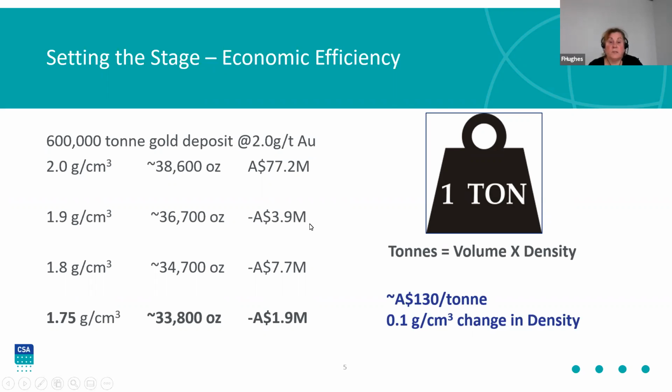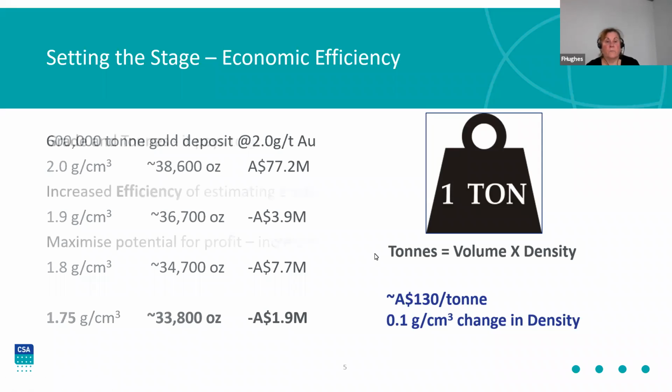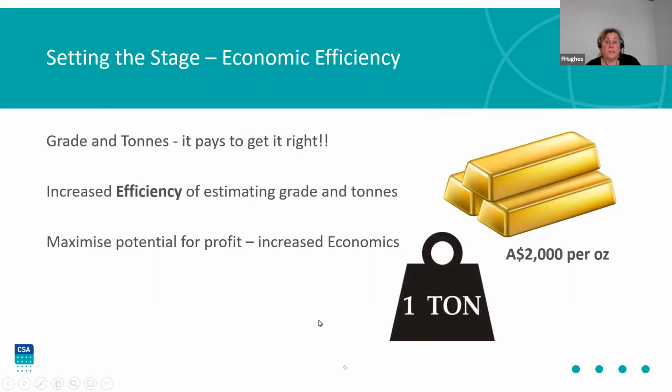You have similarly the same sort of things at $2,000 per ounce gold. Basically, you'd be losing $130 a tonne every time you lose 0.1 in density. And particularly in Western Australia, where a lot of our ore bodies start out in extremely weathered zones where the density is highly variable, it's very critical to ensure that we get an adequate amount of information to really tie that down.